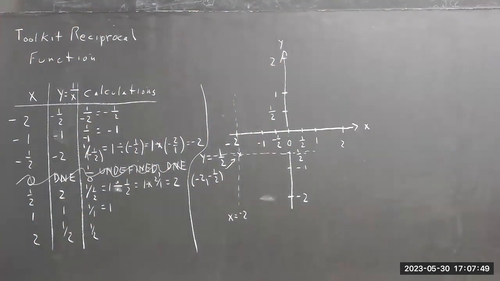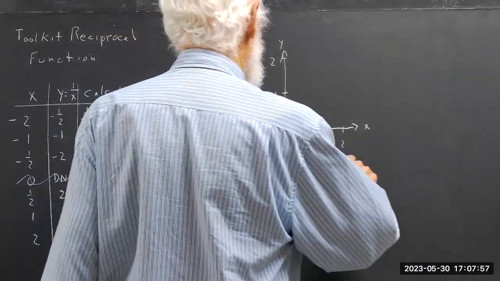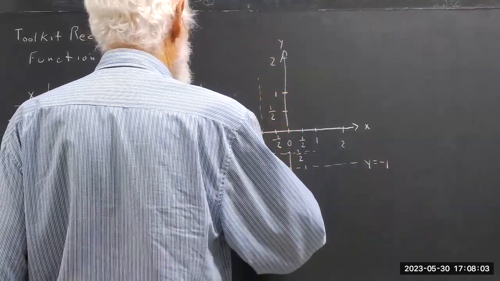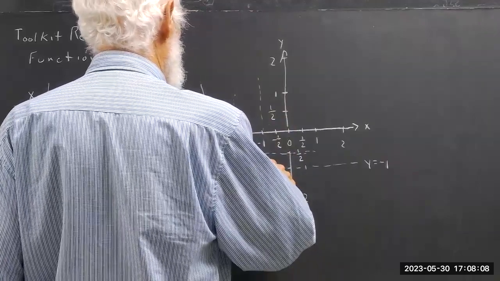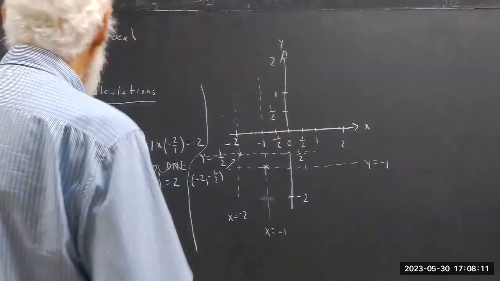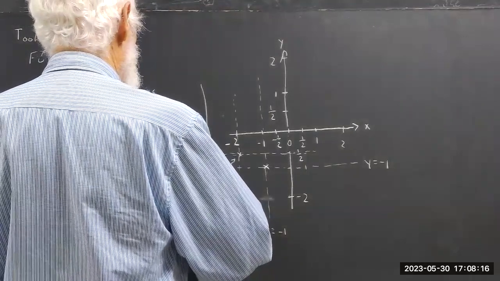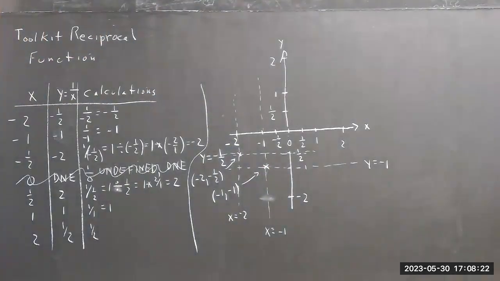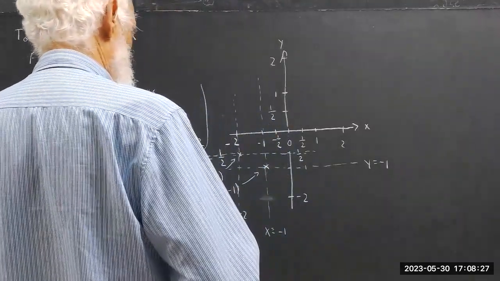So there we have it. Okay, well, we can do the same for when X is -1 and Y is -1. So Y is -1 along this line. X is -1 along this line. So the point where X is -1 and Y is -1 is here. We label that point -1, -1.